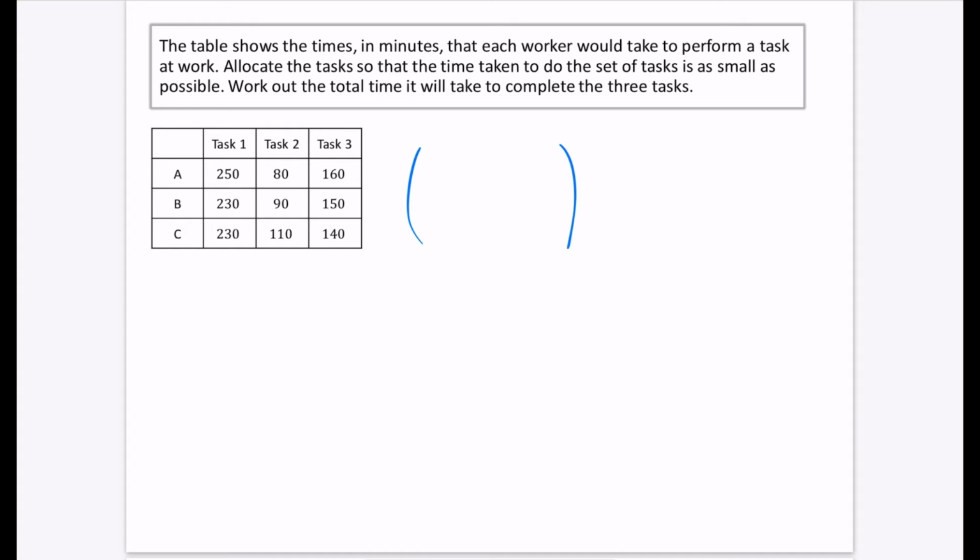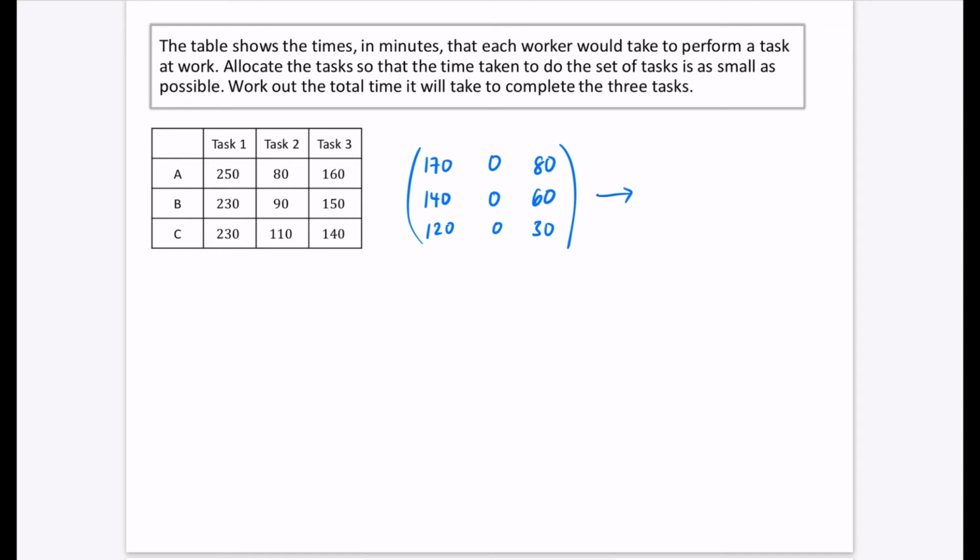That means I'm going to start by taking 80 away from all of these things. 250 take away 80 is 170. That's going to be a 0. 160 take away 80 is 80. I'm going to take away 90 from these, so I'll do 230 take away 90, which is 140. That's a 0. And 150 take away 90 is 60. I'll take away 110 from these, so that would be 120 and 30.